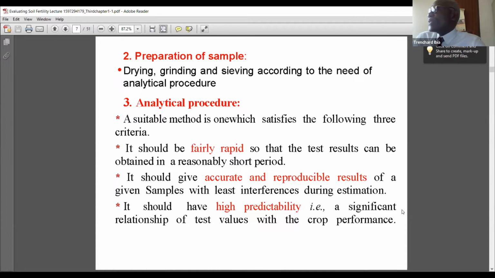We talk about correlation, and we talk about calibration. In doing soil tests, selected nutrients are analyzed using chemical methods differently.